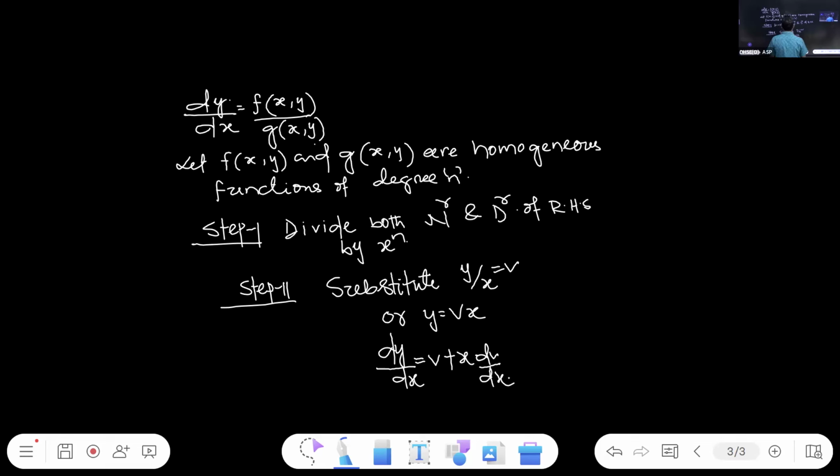Okay. Let us come to solve a couple of questions. Both f of xy and g of xy should be homogeneous functions of same degree.